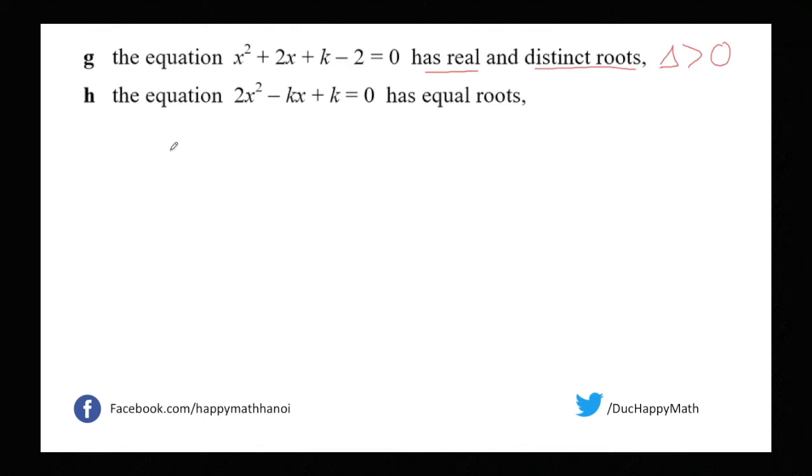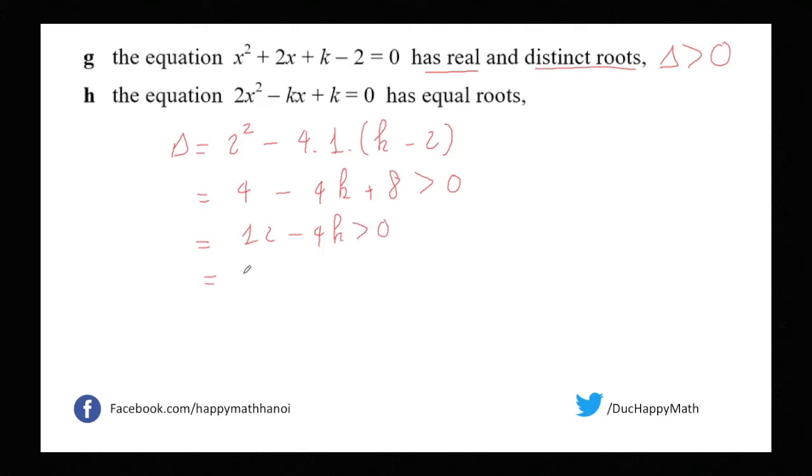And we will set the delta of question J equal to b squared minus 4ac. 4 minus 4k plus 8 will be greater than 0. So 12 minus 4k will be greater than 0. And then I will move the 12 from the left hand side to the right hand side, becoming minus 12. I have to change the sign.